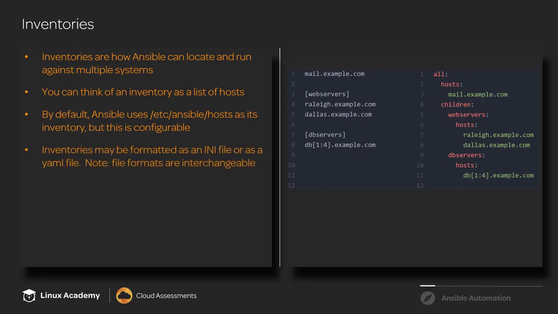So you'll notice there are actually two different inventories listed here. One is in the INI format. Windows users will probably be very familiar with that. And actually, that is the way that the default Ansible inventory is presented, in that INI format.